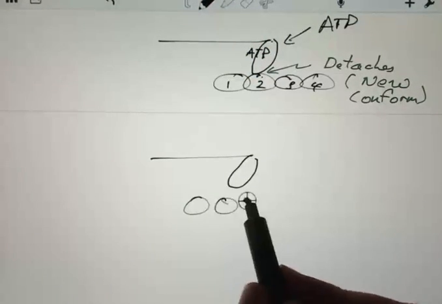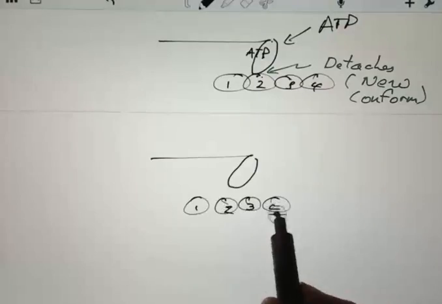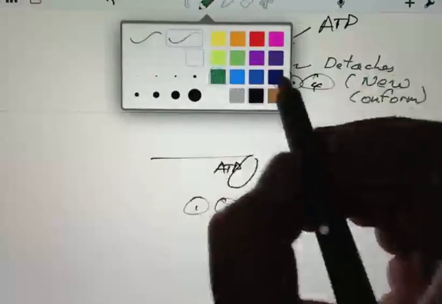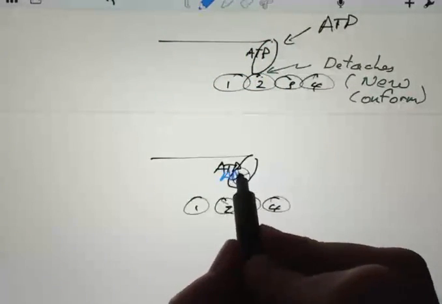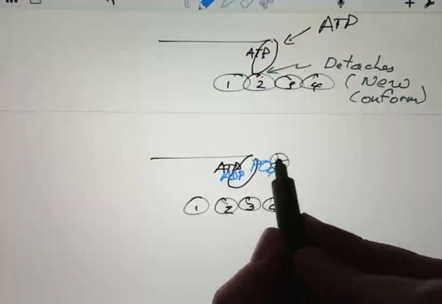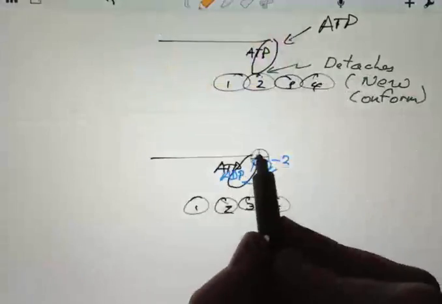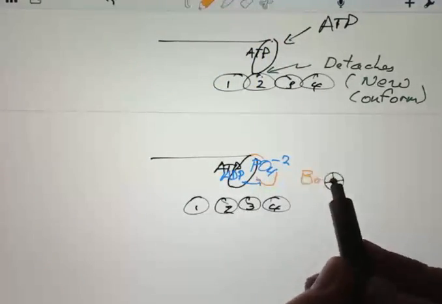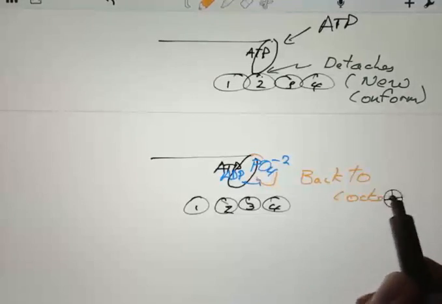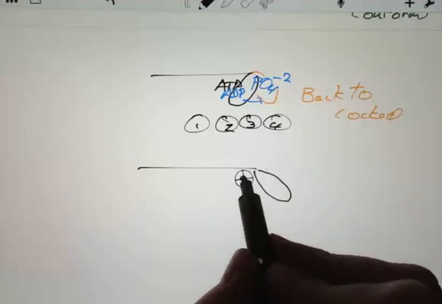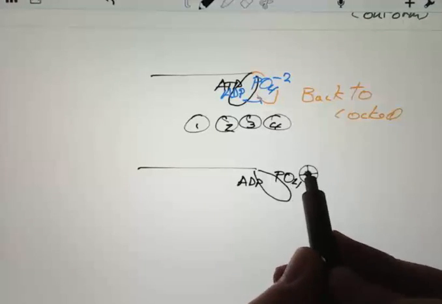Once it's detached, that ATP, the shape of the binding pocket for ATP changes, and that pushes free the phosphate into a new binding pocket, into a nearby binding pocket. So now you have an ADP and a phosphate. With this phosphate now, -2 in a new position, that causes the myosin head to recock. It pushes the myosin back into that recocked position, and we're back where we started.